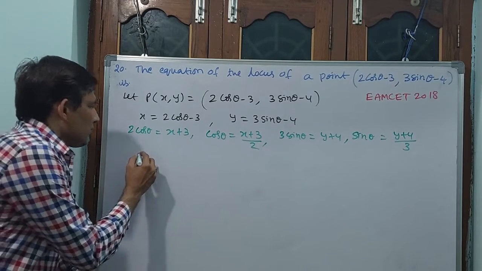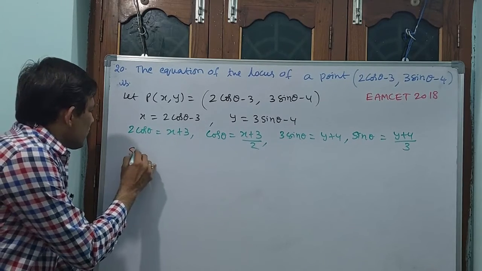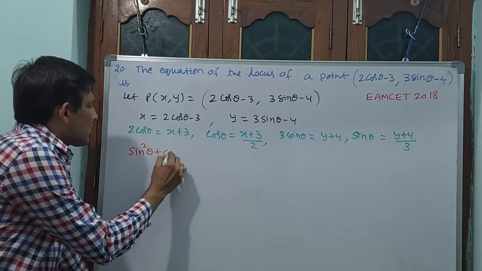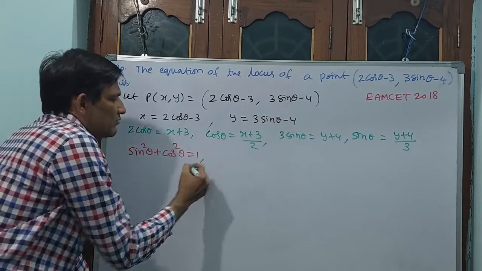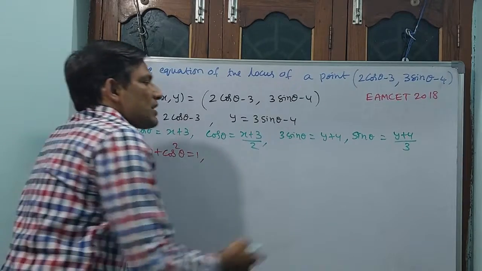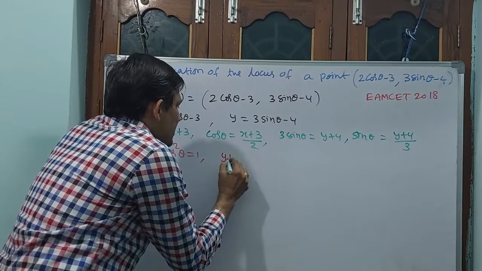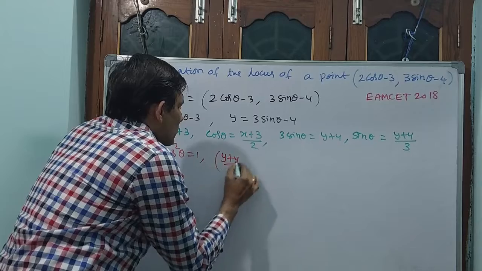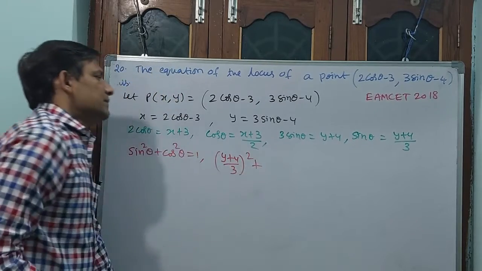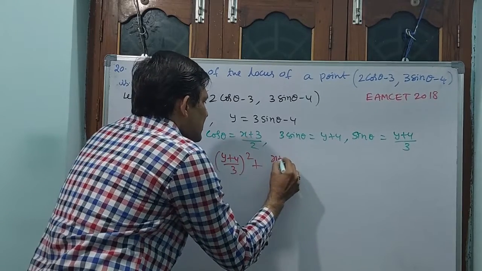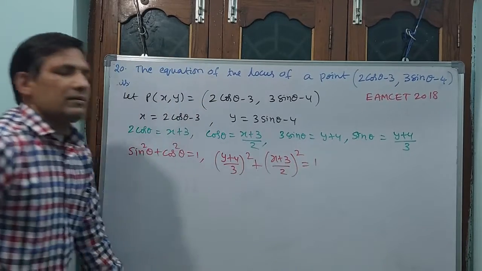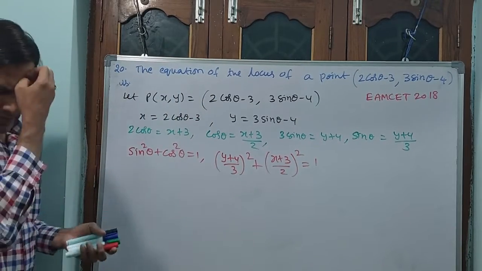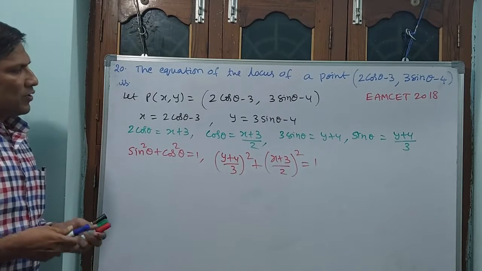Now you take the formula sin square theta plus cos square theta is equal to 1. Now you substitute these sin theta, cos theta values. Sin square theta means ((y plus 4) by 3) whole square plus ((x plus 3) by 2) whole square is equal to 1. This step you have to write. Written. Now proceed.